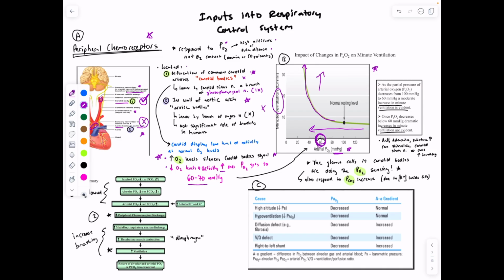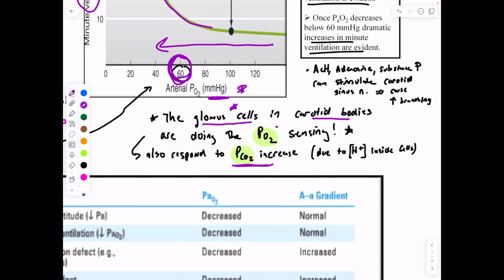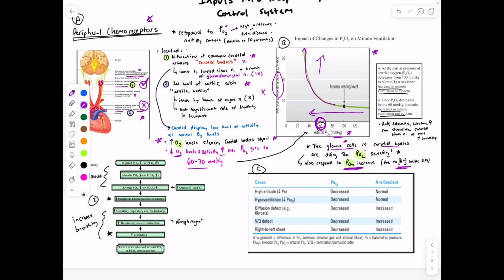All right, it's important to know, though, that these cells, in particular, aka we said carotid bodies, but it's the glomus cells in the carotid bodies, are doing the partial pressure of oxygen sensing, but they also respond to an increase in the partial pressure of carbon dioxide. And so the carbon dioxide, we know if you have an increase in carbon dioxide, you're going to get an increase in the concentration of hydrogen ions. So basically, a decrease in oxygen or an increase in carbon dioxide will stimulate the medulla via the glossopharyngeal nerve, aka cranial nerve 9, to increase the rate of respiration.